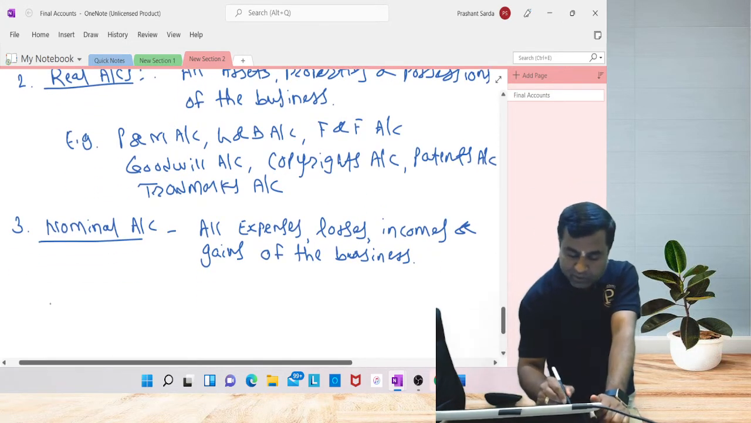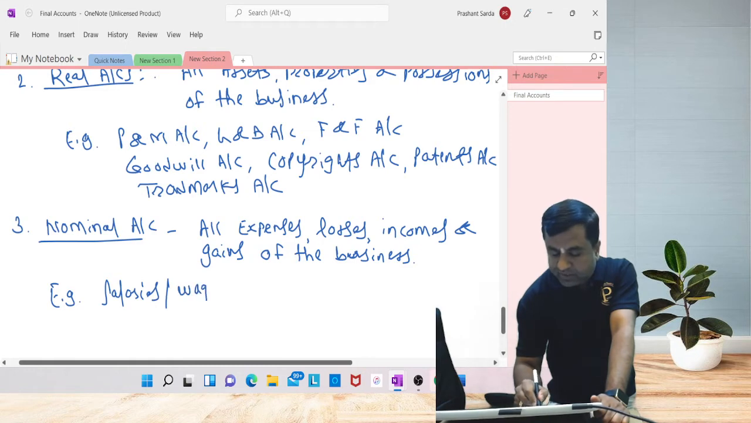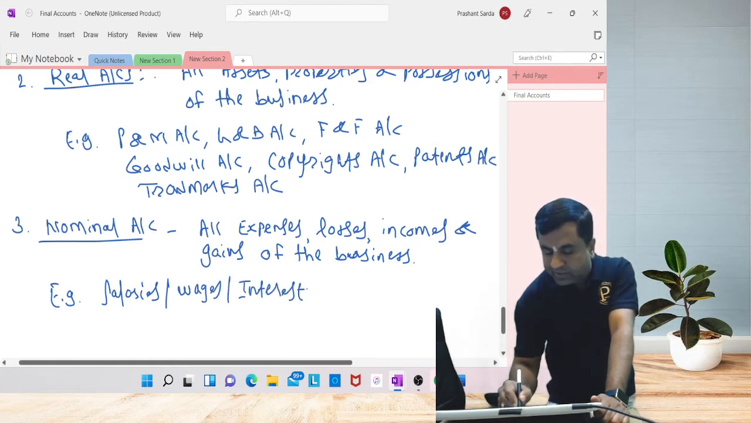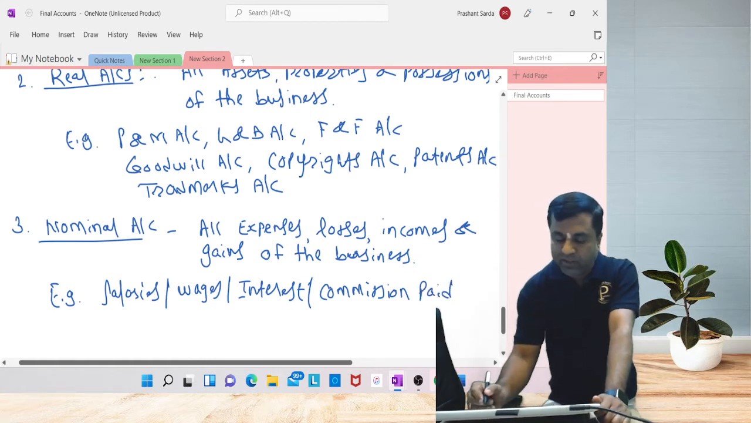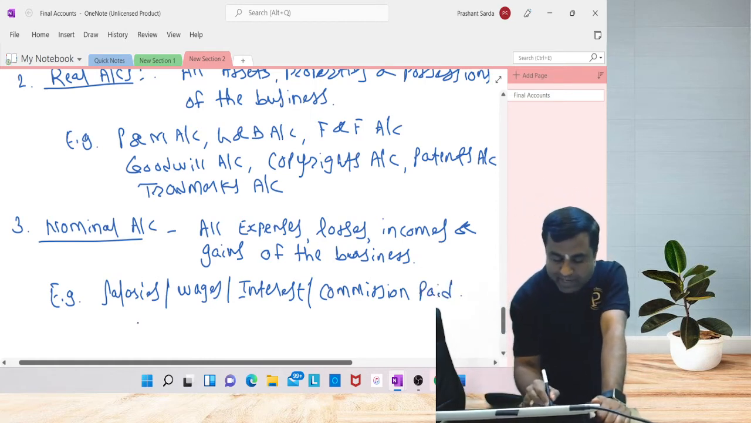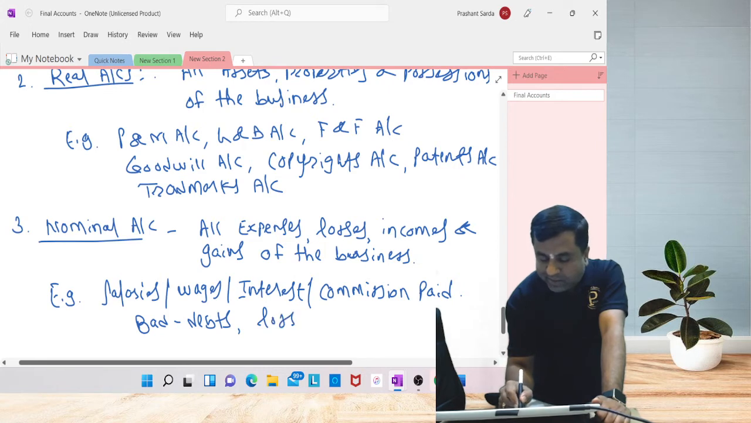For example, what are the different examples of nominal accounts? Salaries, wages, interest, commission. All these are nothing but the expenses paid by the business, denoting expenditure, and these are nominal accounts. What are losses? Bad debts, we all know, is the amount which is not recovered from the debtor. The money did not come, the debtor defaulted.